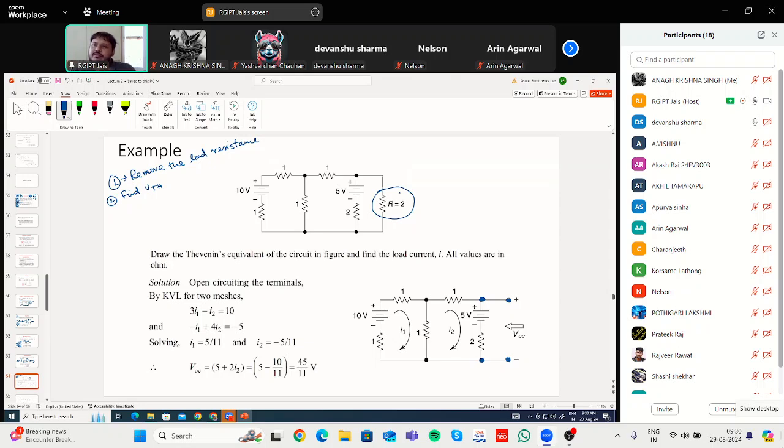How to find that? You can simply use mesh analysis. There are two meshes. Forget about this part. Forget about this part.